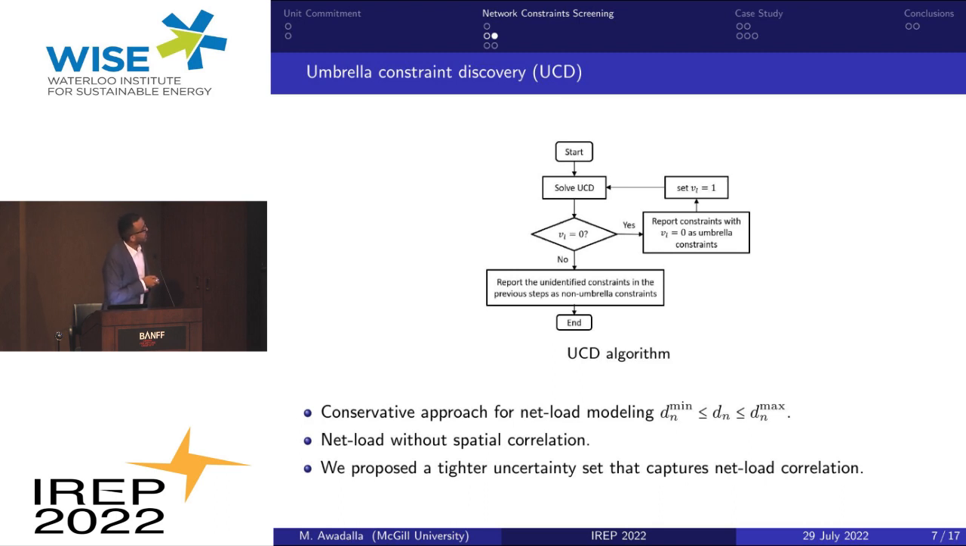So the main contribution of this work is the modeling of the residual demand of this problem. The conservative approach in the literature has been to model the demand with boundaries without considering the spatial correlation. What we are proposing in this work is to tighten this relaxation by capturing the net load correlation more accurately.